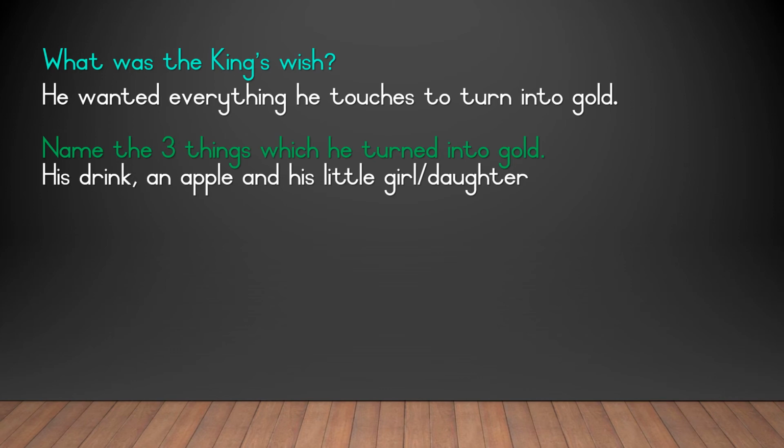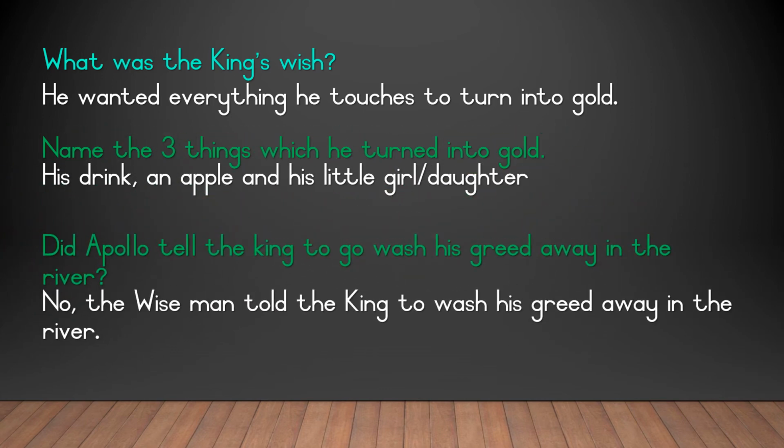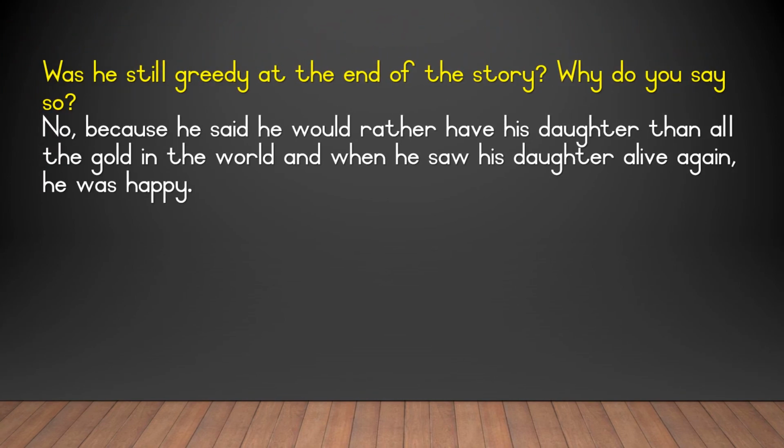Question number 6. Did Apollo tell the king to go wash his greed away in the river? The answer was no. The wise man told the king to go wash his greed away in the river, not Apollo. Question number 7. Was he still greedy at the end of the story? And why do you say so? The answer was no, he wasn't greedy anymore. And after that, any explanation that fits with this one was correct. My explanation was no, because he said he would rather have his daughter than all the gold in the world. And when he saw his daughter alive again, he was happy.